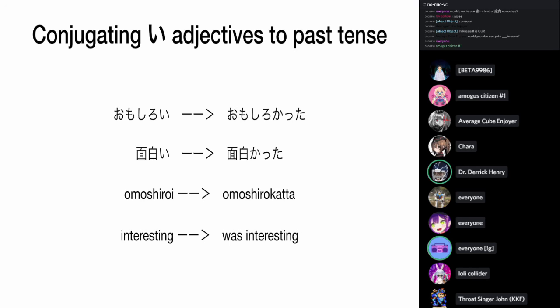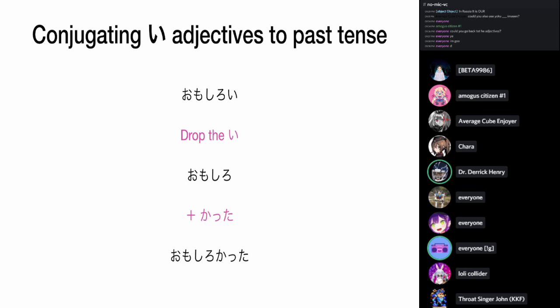This is very important to understand because this is going to be the foundation for the other ways to conjugate e adjectives to past tense when you're talking about negative and so on. We'll go over this one more time because it's so important. Omoshiroi, drop the e, you have omoshiro, add katta, omoshiro katta. And your other example was furui, so furukatta.